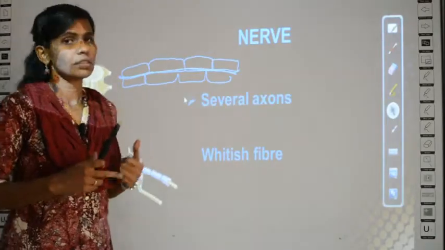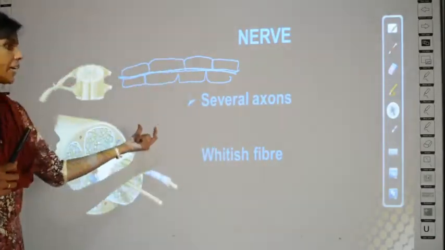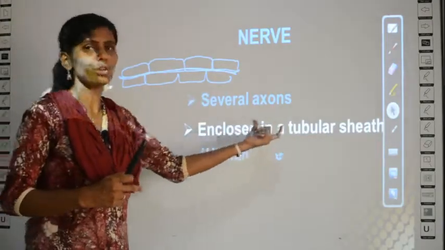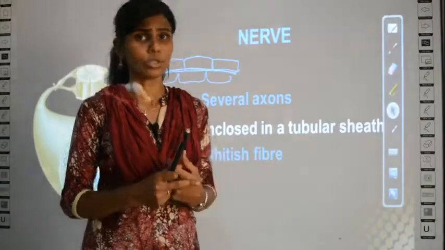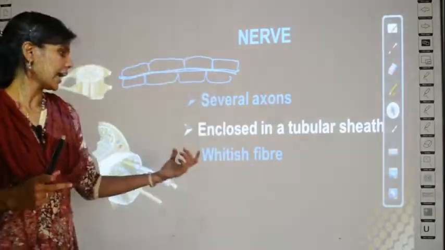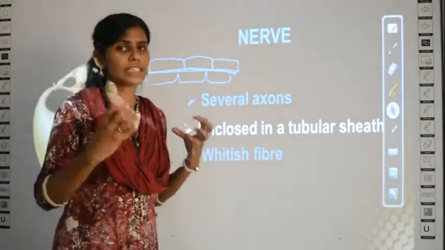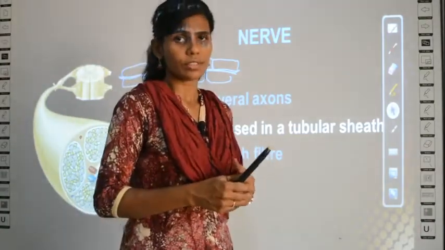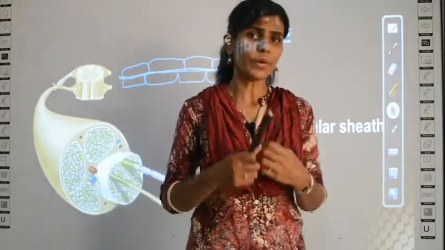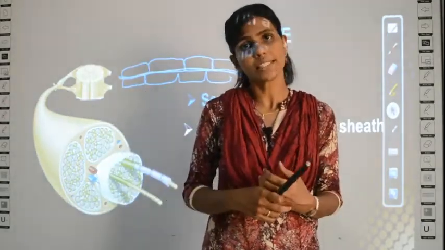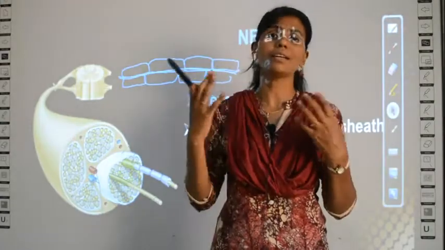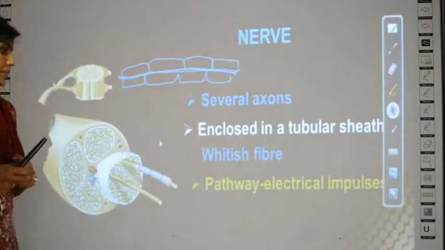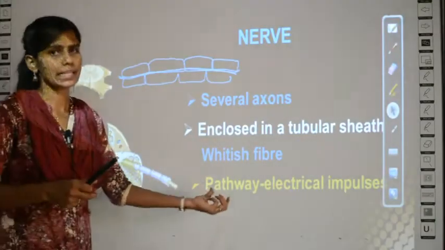Okay. So, as I told you, one nerve is made up of several axons, and axons are enclosed in a tubular sheath. What is the name of the tubular sheath? It is the myelin sheath, and generally a nerve itself is white in color and fibrous in nature. So, how can you describe the structure of a nerve? A nerve, when you see with your eyes, is a white structure and it is fibrous, like a fiber it appears. Clear? And it is a pathway for electrical impulses.